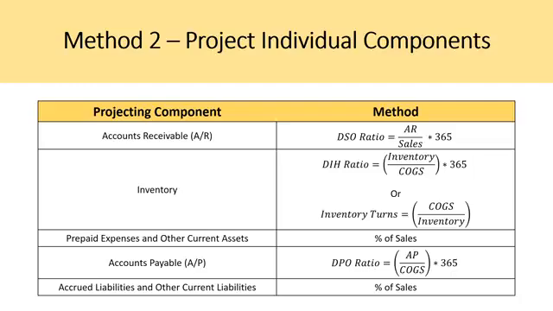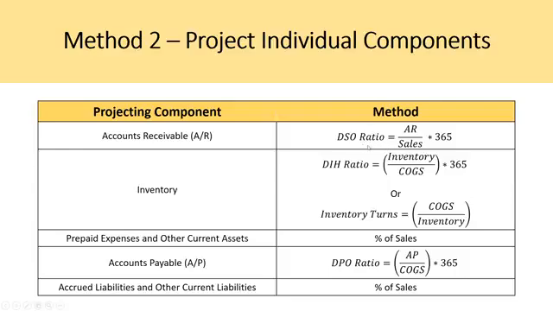So in this case, what you can do is take the DSO ratio that was the average for the past 3 years. You take your sales projections, which you took from the consensus estimates from the equity research reports, and you have your 365. And so you can rearrange the formula so that on the left-hand side, accounts receivable is the only variable.